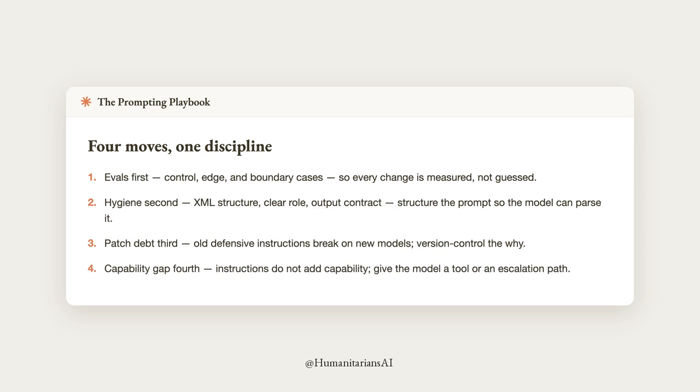4 rules for prompt engineering that hold up in production. 1. Write evals before you change anything: control, edge, and boundary cases. 2. Structure the prompt with XML tags. If you cannot parse it, neither can the model.